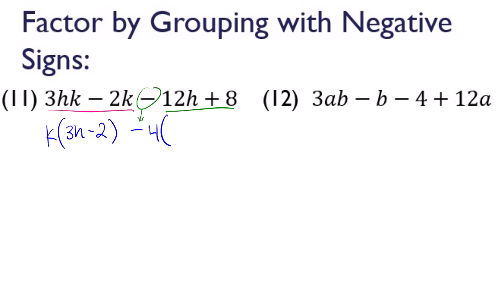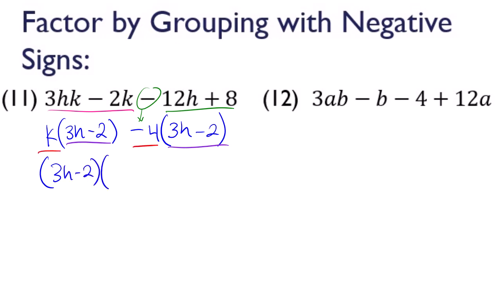So negative 12h divided by negative 4 is positive 3h. 8 divided by negative 4 is negative 2. And now we can see that these match up. So it's a good sign. So we get k minus 4, or excuse me, put this one first, 3h minus 2. And then the k minus 4 goes back inside the parentheses.